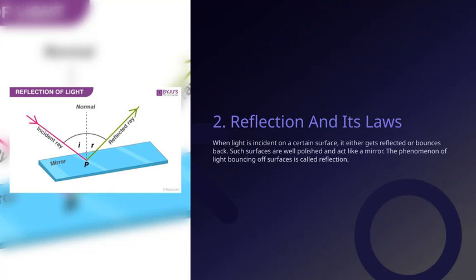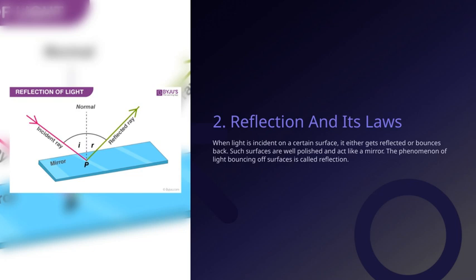It can either get reflected or bounce back. Surfaces that are well polished, like mirrors, are especially good at reflecting light. This bouncing back of light is what we call reflection. Reflection is a fundamental concept because it explains how we see objects and why mirrors work the way they do.